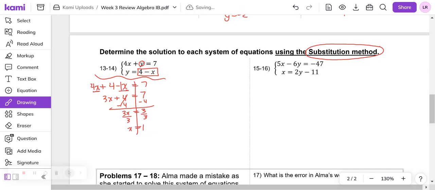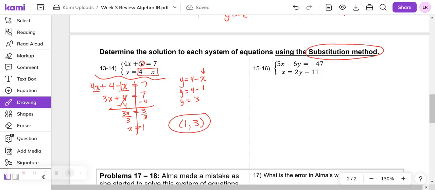Now, plug this in. Choose the one you prefer. I prefer this bottom one. I think it's simpler to use. So I know the answer for x is 1. So I'm putting a 1 where that x is. And 4 minus 1 is 3. So x is 1, y is 3 would be my answer.